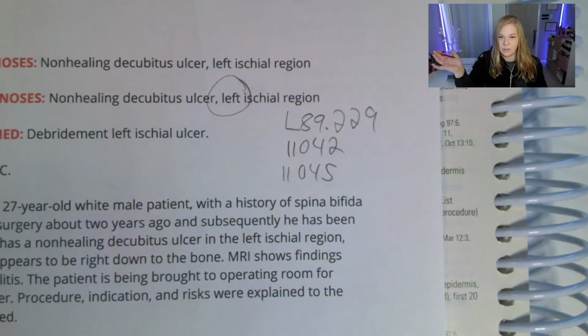We've got our non-healing decubitus ulcer left ischial region. We've got our debridement codes. We didn't do any flaps or grafts or anything like that on top of it. So I hope that helped you out. I hope it gave you some good visuals on how to work through some of these situations with pressure ulcers.